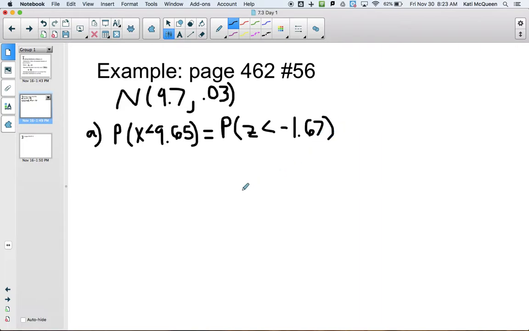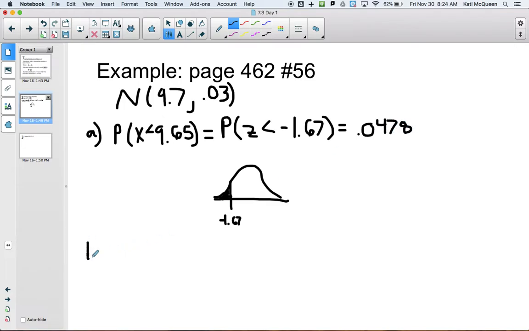So what I'm thinking about on my normal curve, I have a negative z-score, so somewhere over here, and I'm looking at less than, so I'm interested in this area. To find that, I would do normal CDF in my calculator. So we get 0.0478.